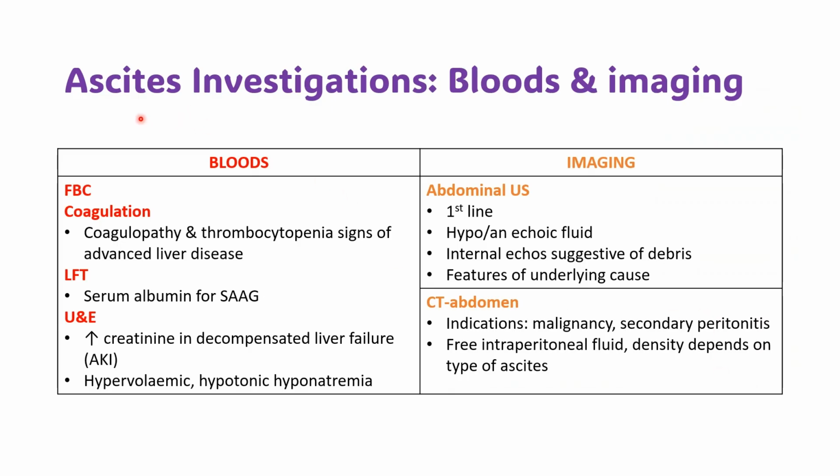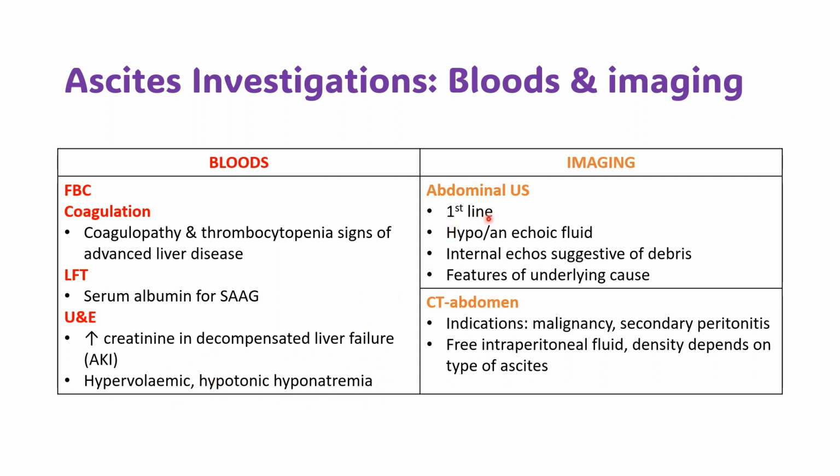Okay, so let's talk about some investigations in terms of bloods and imaging. So bloods, we could do a full blood count and coagulation screen, because coagulopathy and thrombocytopenia are signs of advanced liver disease. LFTs, we need to do our serum albumin for our SAAG gradient. U&Es, because in decompensated liver failure, we might have acute kidney injury, and so there might be an elevated creatinine. That's something we want to be aware of. And then because of the effects of ADH, essentially, we can have a hypervolemic, hypotonic hyponatremia. So the hyponatremia is the most important part of that.